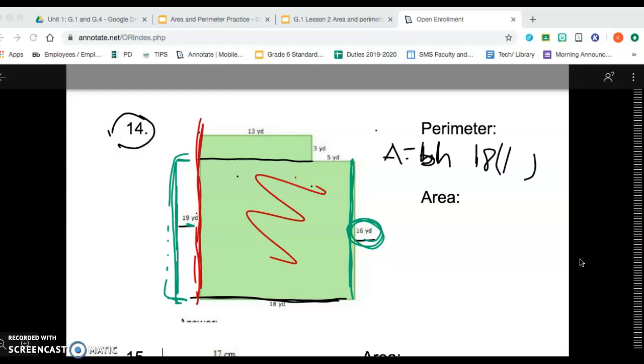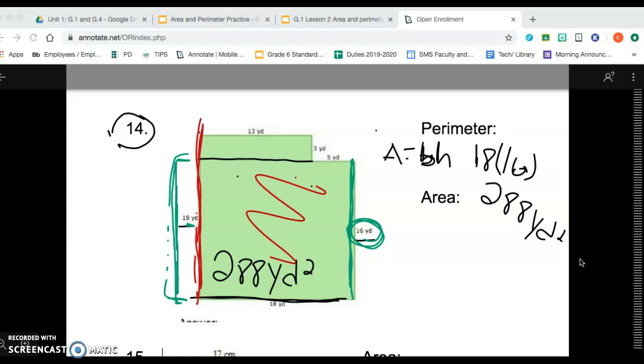So it's going to be 18 times 16. And then I'm just going to go ahead and put that in my calculator really quick. So 18 times 16, and make sure you guys are writing this down, is 288. And again, it's yards squared. So I'm going to write that here. So this big one is 288 yards squared.